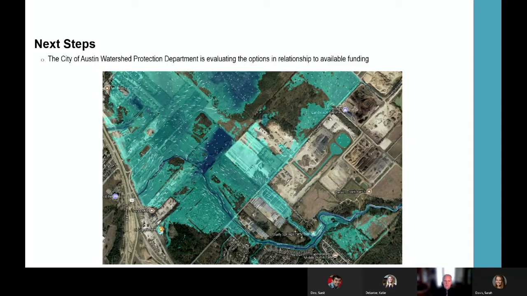Okay, thank you, Sarah. And so the next steps, the City of Austin Watershed Protection Department is evaluating options in relationship to available funding. I am assuming that's the same for many communities out there, but this is a pretty complex issue, and my guess is that we will probably be taking this one step at a time, with the ultimate goal of having a solution for those quarries being filled in.